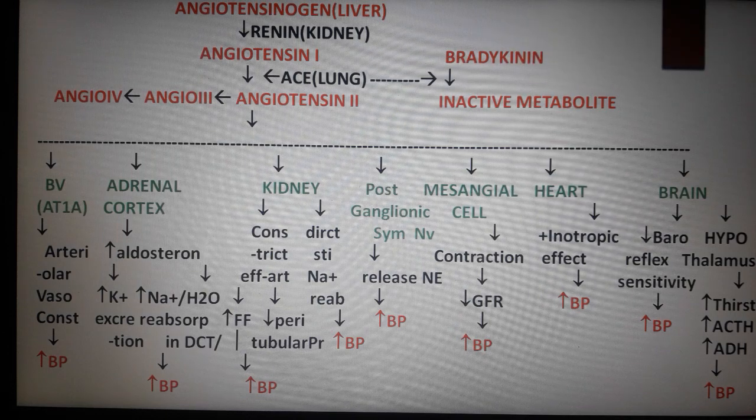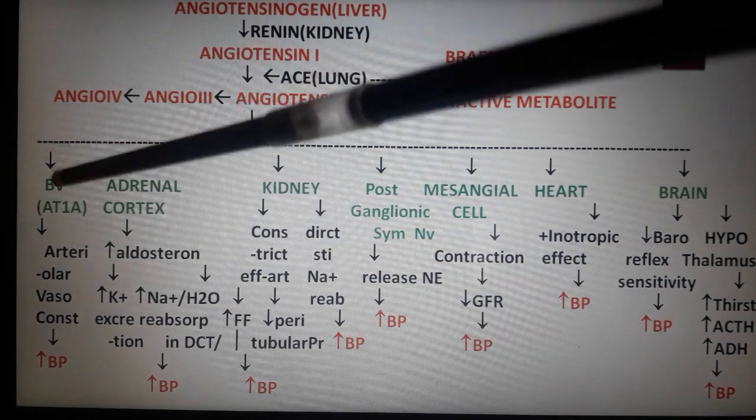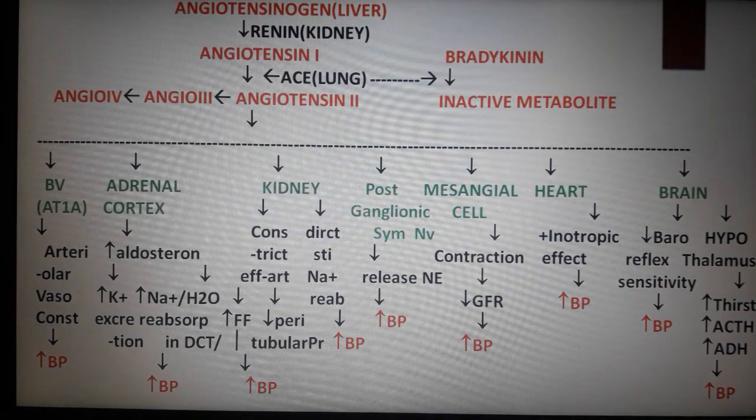Now, function of the angiotensin 2. Angiotensin 2, first it acts on the blood vessel. Here the receptor is the AT1A and it causes arteriolar vasoconstriction, and thus it increases the BP. Main function of the renin-angiotensin system is that it controls the arterial blood pressure.